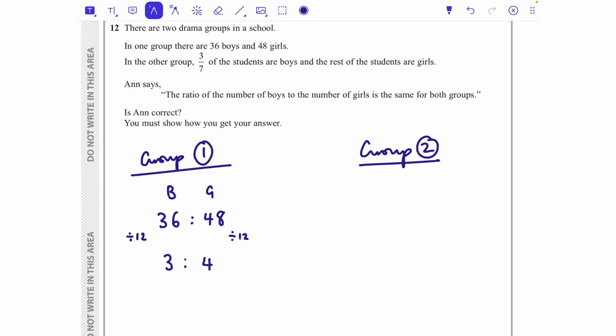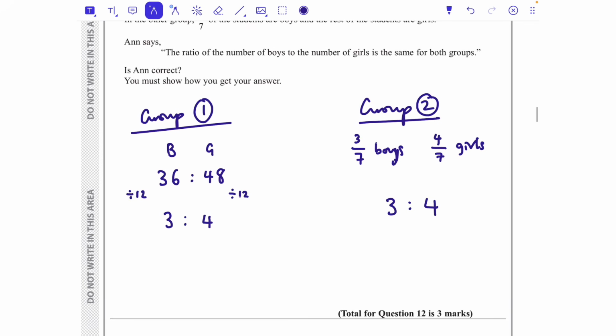Now on the other side, it says 3/7 of the students are boys. If 3/7 are boys, then we know that 4/7 are girls. So that would be in the ratio 3 boys to 4 girls. So yes, I would agree with Anne. I think she is correct. So yes, both 3 to 4.